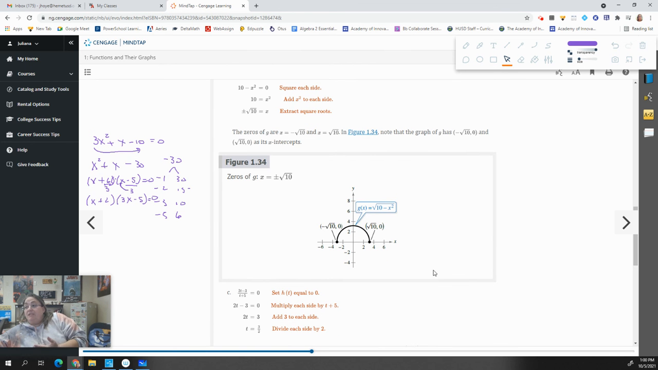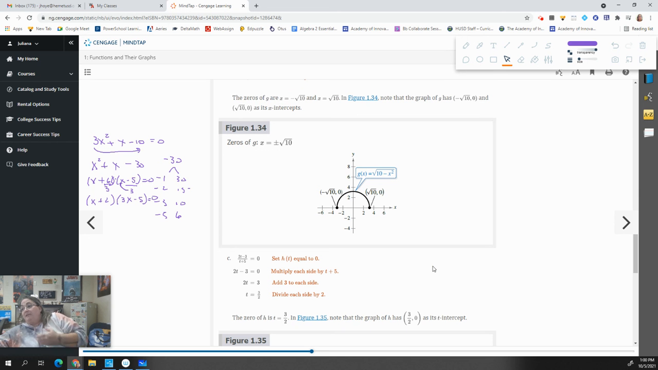The last function that they give us to find the zeros of is a fraction. And I believe that they did that for one reason. And that is that you got to remember that you can't have a 0 in the denominator of a fraction. So there's certain things that it can't be.